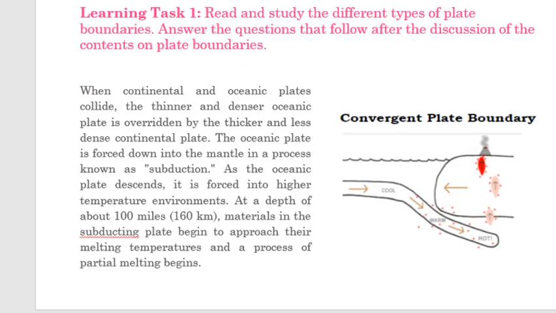Now, for your learning task 1, you're asked to read and study the different types of plate boundaries, after which you're going to answer the questions that follow after the discussion of the contents on plate boundaries.